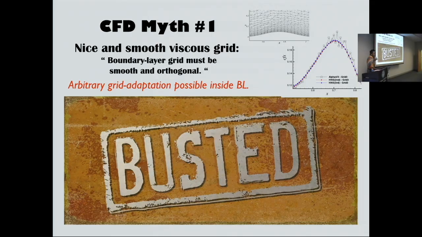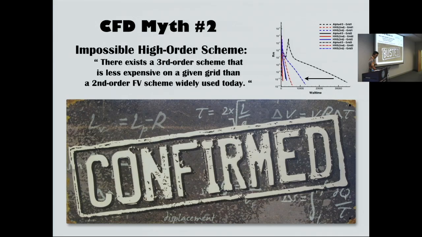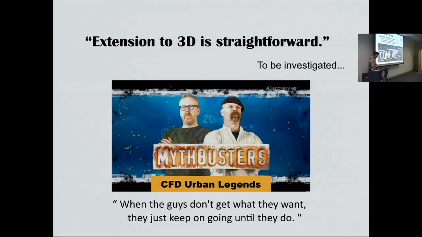Myth number 1: busted. Arbitrary grid adaptation is possible inside the boundary layer, whatever it is, if the viscous stress and skin friction are the focus. And CFD myth number 2 is confirmed. Yes, there exists a third order scheme that is less expensive. You can get the third order solution faster than the code you are currently using. And the next biggest myth to be investigated will be this one: extension to 3D is straightforward, as always. Thank you very much.